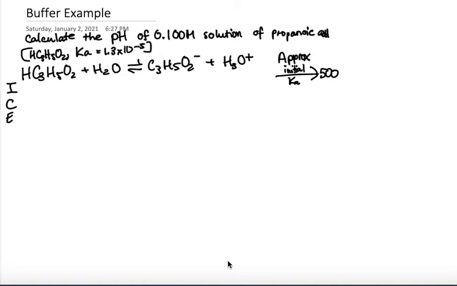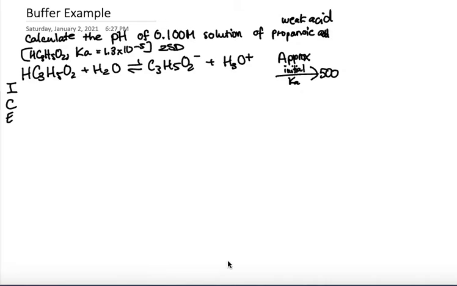Calculating the pH of 0.100 molar solution of propanoic acid. We're given the chemical formula of propanoic acid and the Ka value, noticing that we have two significant digits here. We have to set up the ice table because we are working with a weak acid, and it will establish an equilibrium with water.